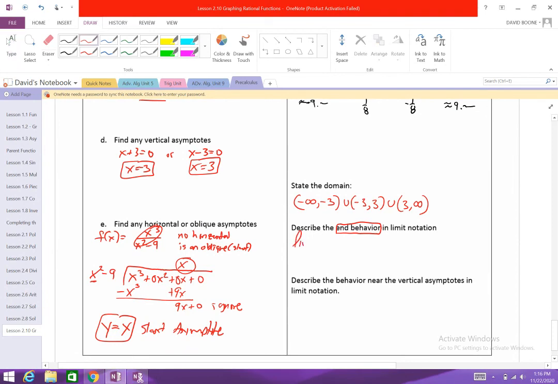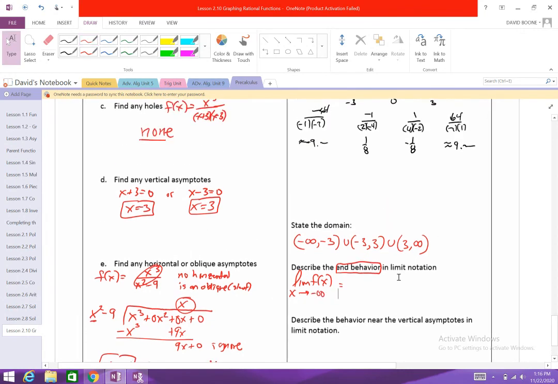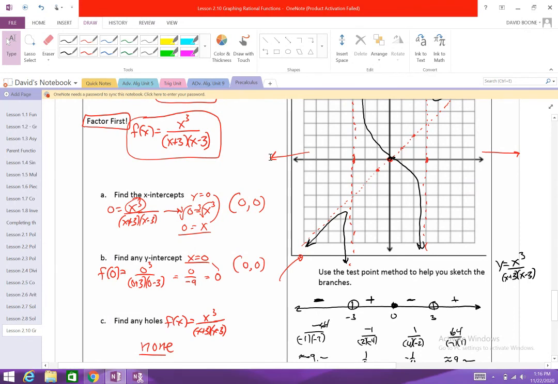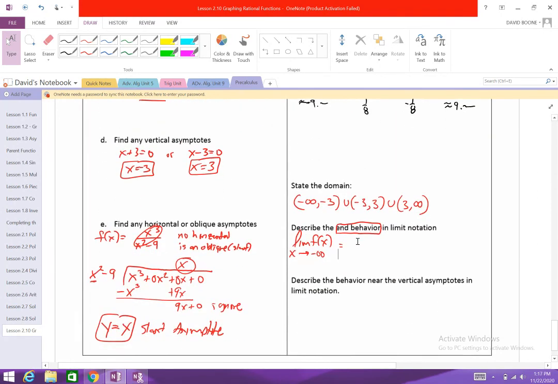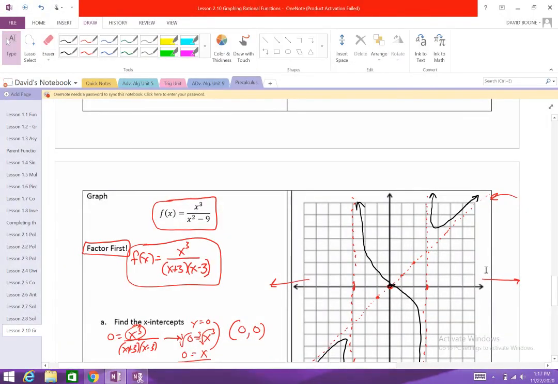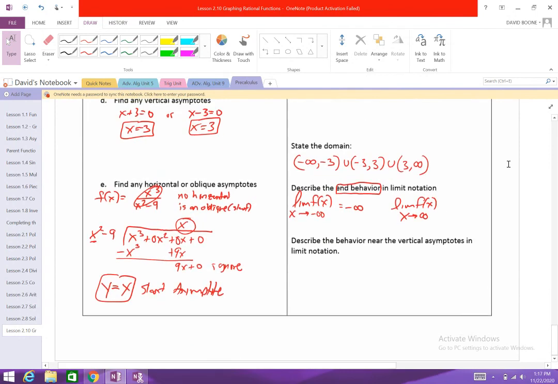The limit of this function as x goes to negative infinity, again, I'll look back up here. As x goes to negative infinity, this graph is going down. So going down to negative infinity. The limit of this function as x goes to positive infinity. Okay, so again, as x is going to positive infinity, this graph is going up. So it'll be going up to infinity.